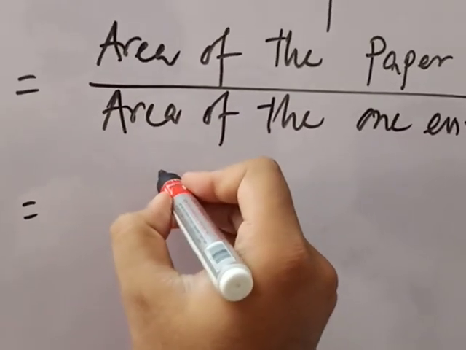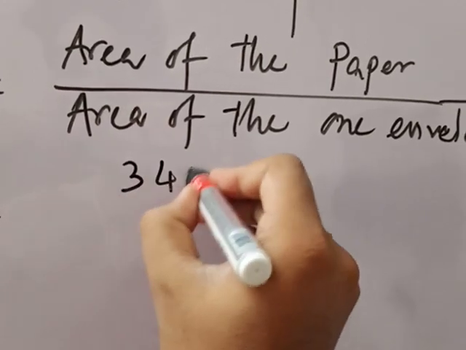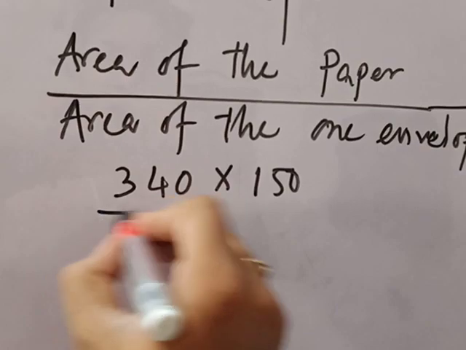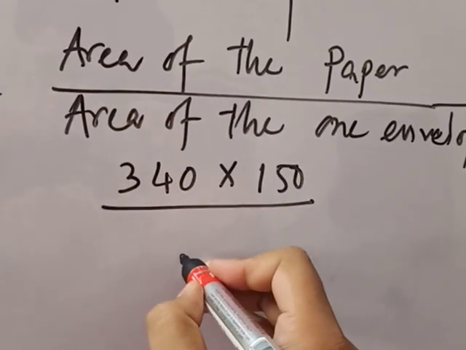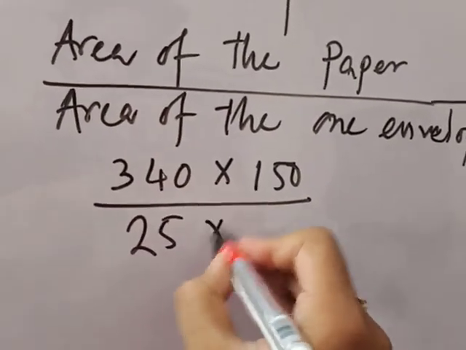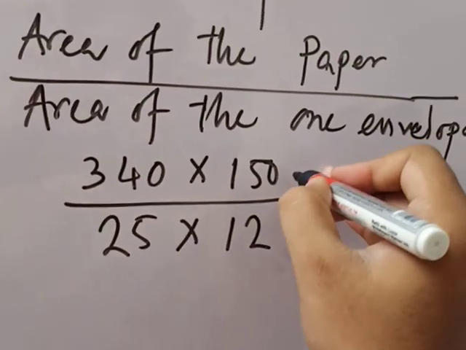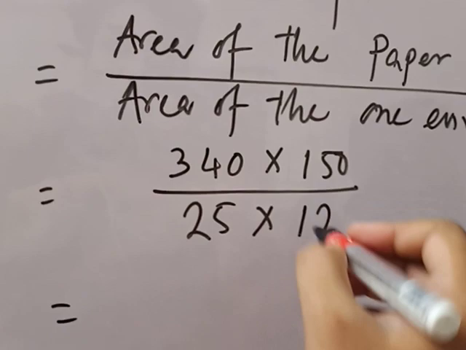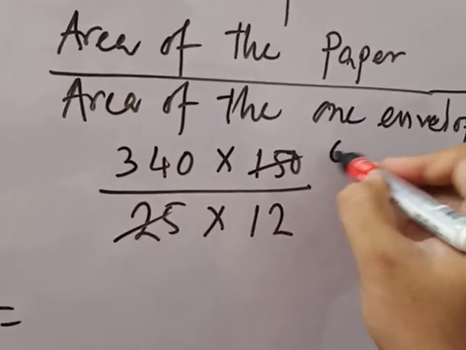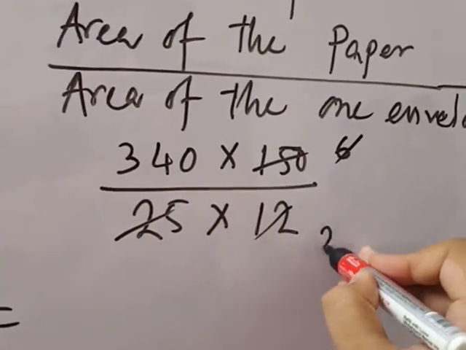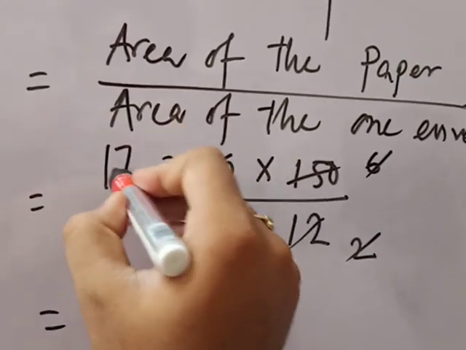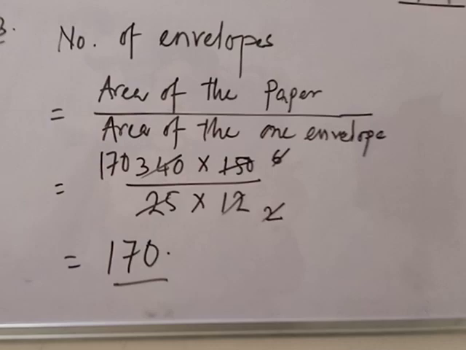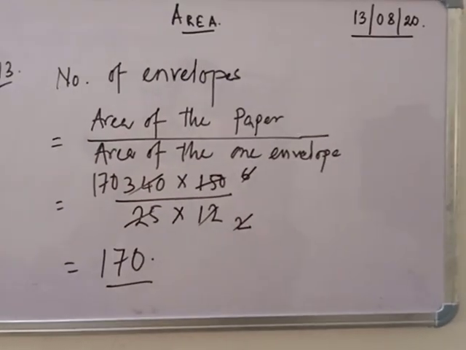So area of the paper is 340 plus 150 by 25 into 12. This is also a perfect square and this is also a perfect square. So if we cancel it, this is 6, this is 2, this is 170. So 170 is the number of envelopes.